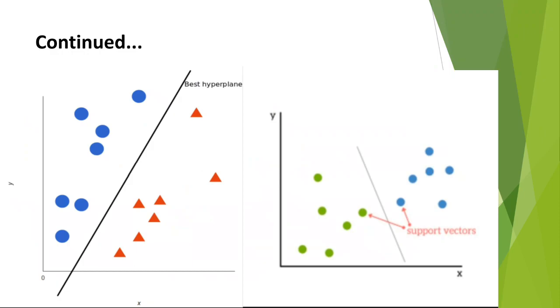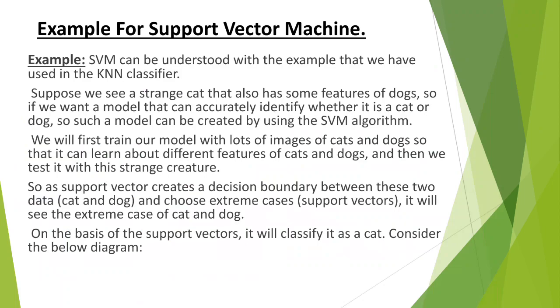Why do we use SVM algorithm? SVM or support vector machine is a linear model for classification and regression problems. It can solve linear and non-linear problems and work well for many practical problems. The idea of SVM is simple. The algorithm creates a line or a hyperplane which separates the data into classes. In these figures, the support vectors are separated by the hyperplane.